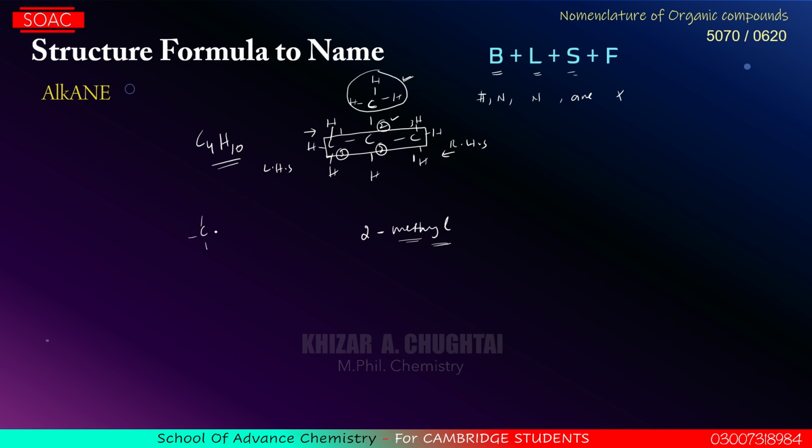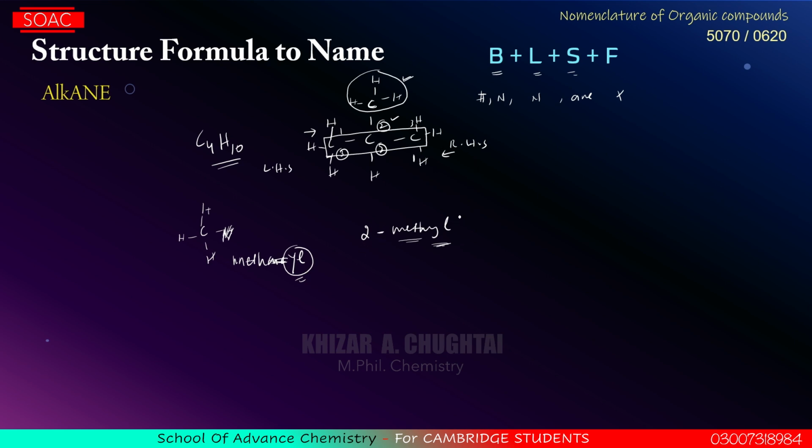Actually, the formula of methane is CH4. CH4 is the formula of methane, but this has one less hydrogen, so its name is said to be yl. Methane has 4 hydrogen atoms. If one hydrogen atom is lost, then it becomes methyl. I mean, the ending name is changed and ane is replaced by yl. So 2-methyl is the branch portion.